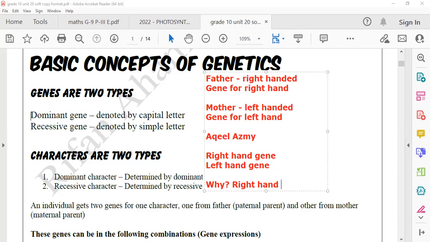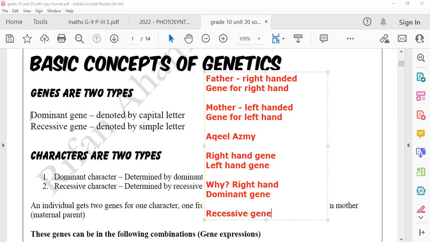So here what we say is, when there are two genes, one is coming out, one is not coming out, the gene that is coming out is called the dominant gene. Dominant gene. The gene that is not coming out is what kind of gene? Read this word. What kind of gene, my children? Recessive gene. Are you clear? Dominant gene and recessive gene.